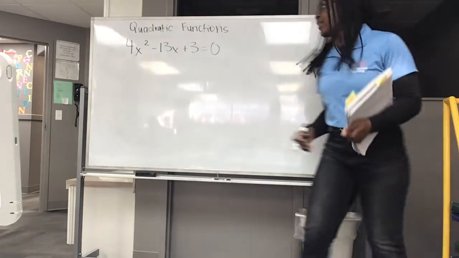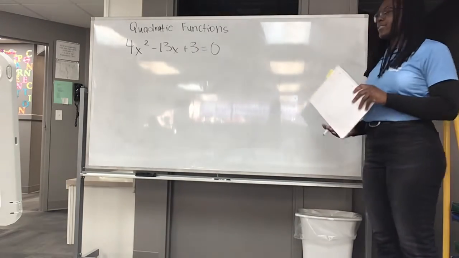Alright, so I want you guys to solve this one. 4x squared minus 13x plus 3.